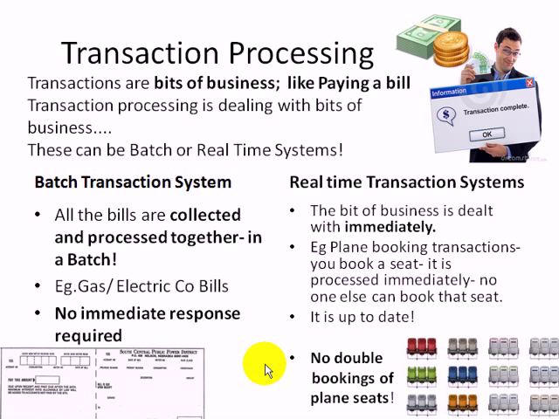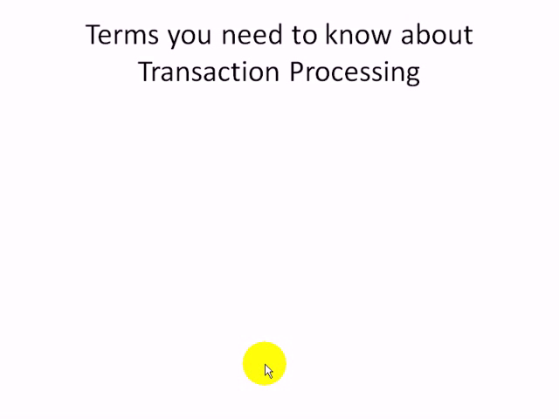In a real-time transaction system, they're always up to date and it stops double booking of seats, which is very important. We'll now move on to look at a batch transaction processing system in more detail.